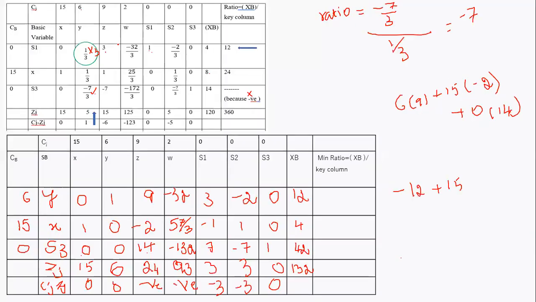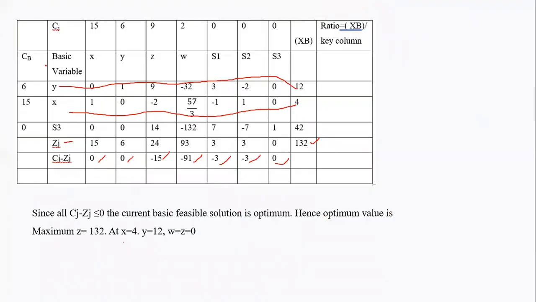But here in the last table, in the basic variable column, you have got only x and y. That means you need to use only x and y. W and z variables should be taken as zeros. Okay. That is how we come to the conclusion.